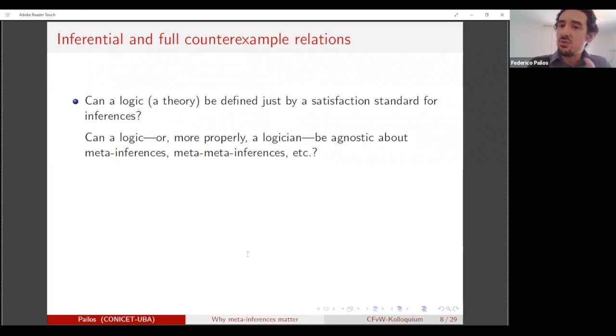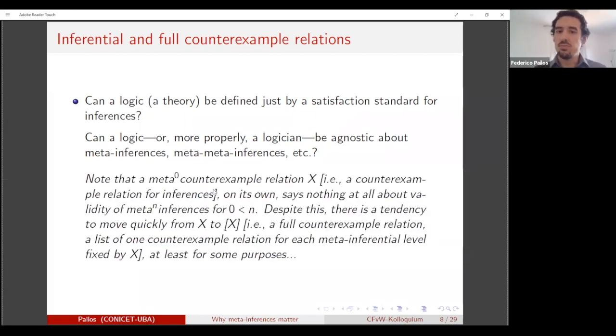Actually, I was initially inclined to say that yes, one can just adopt, for example, the logic P for the inferential level and be agnostic about higher levels. And this is a thesis that is supported by Dave Ripley. So this is a quote from a Ripley paper. He says, note that a counterexample relation for inferences, which is just a satisfaction standard for inferences, a standard that says when an inference is or is not satisfied, on its own says nothing at all about the validity of meta-inferences of any higher level. Despite this, there is a tendency to move quickly from X to the full counterexample relation determined by X.